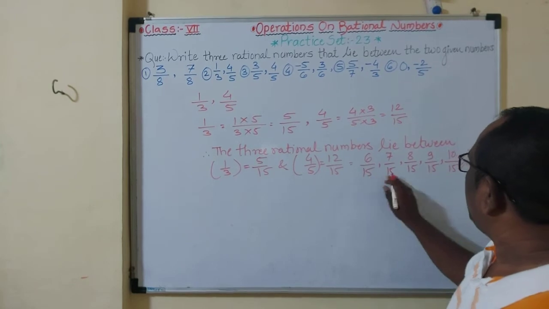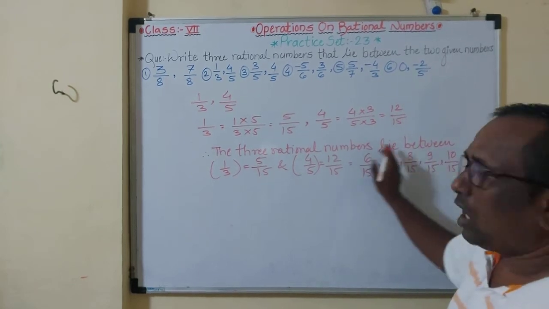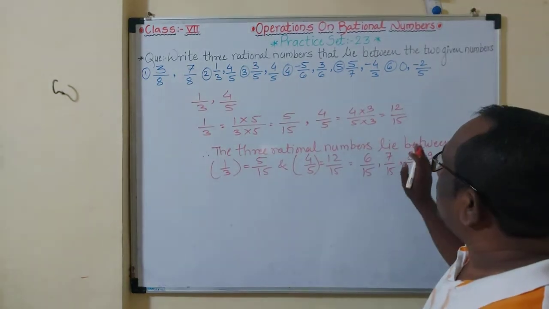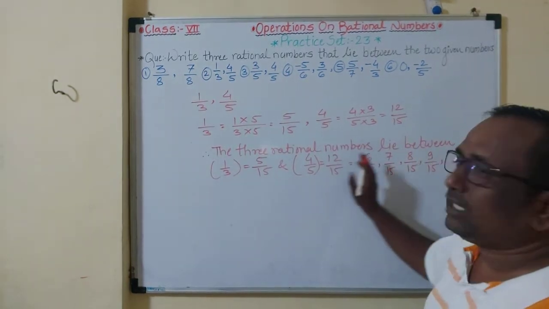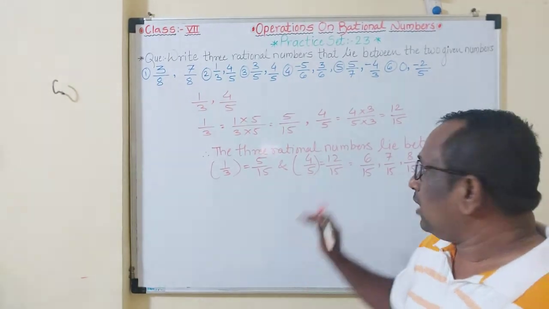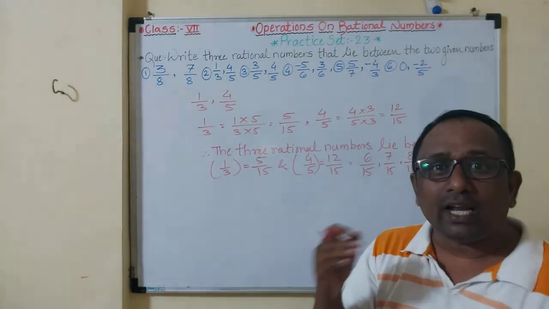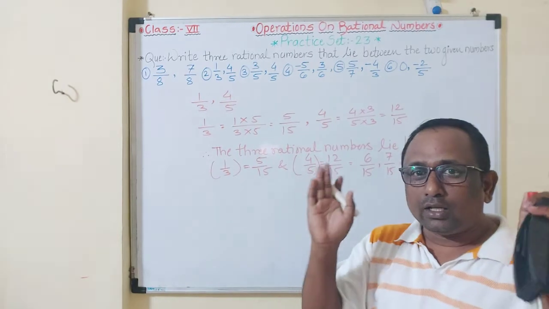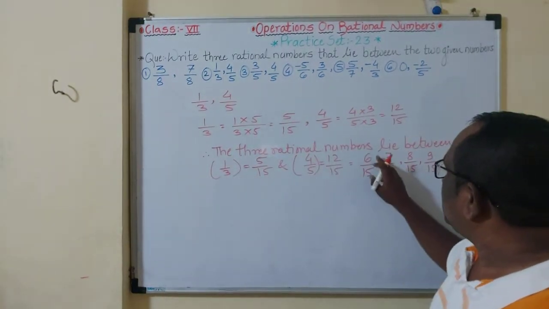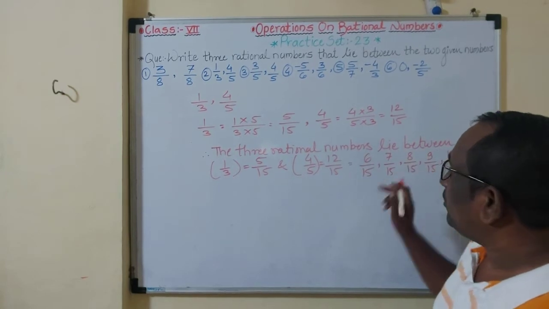So there we got 1, 2, 3, 4, 5, 6. So out of the 6 rational numbers, we have to write any 3. That depends on you. Okay, that is your wish. If you get more than 3 rational numbers between the given rational numbers, like here 1 upon 3 and 4 upon 5, we can write 6 upon 15, 7 upon 15 and 8 upon 15.